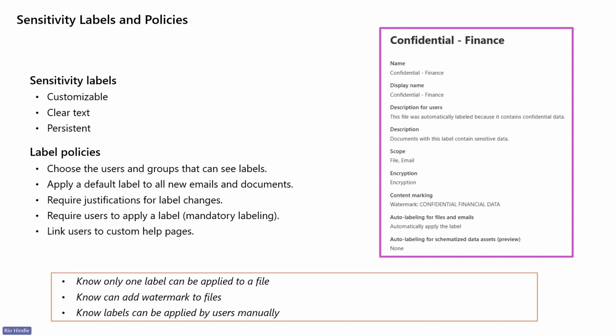And this is the big thing when we start talking Business Premium versus E5, because Business Premium can label automatically from a client-side perspective, i.e., as and when you go and compose an email or create a Word document, it can either recommend or mandate that a user applies a label.